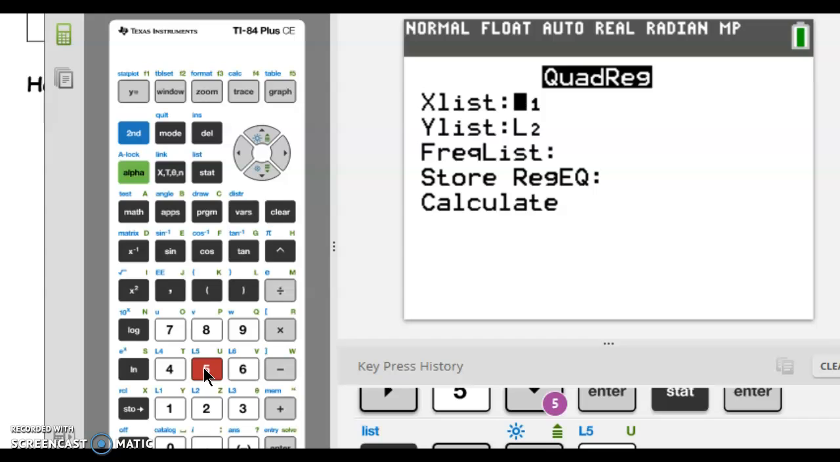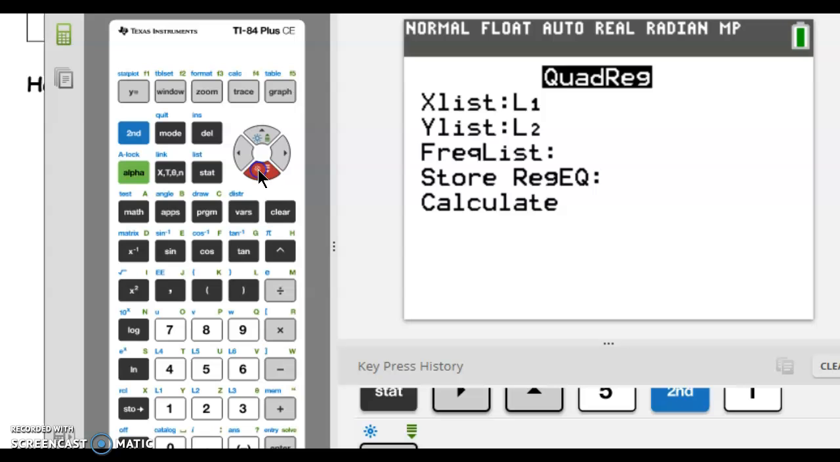As long as your X numbers are in list 1 and your Y numbers are in list 2, you'll be fine. But if yours looks like mine, it's going to ask you questions. Where did you put the X's? Where did you put the Y's? Well, I put the X's in list 1, and in order to type that in, I'm going to go to the second button and then number 1, and that shows up L1. Likewise, for the Y's, that's list 2, so second and 2, we're all set.